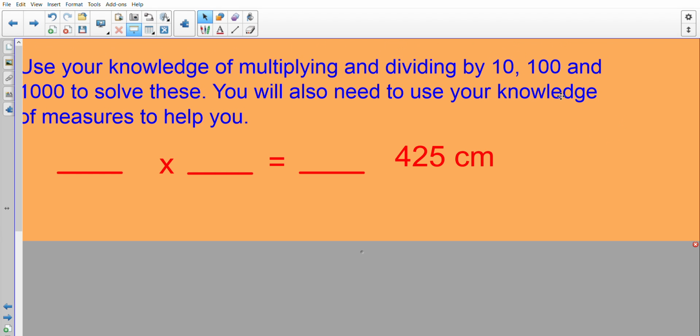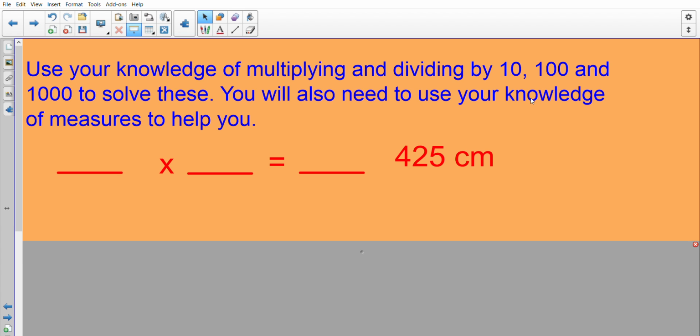This one's a bit tricky. We've got some like this in your work today, so it's a bit tricky. Use your knowledge of multiplying and dividing by 10, 100 and 1000 to solve these. You will also need to use your knowledge of measures to help you. So measures is anything to do with centimetres, millilitres and litres, kilograms, so things that you weigh, things that you measure the length of, liquids we'll be looking at today. So a bit of a tricky question this. We've got to put this number in there somewhere, 425 centimetres, and we've got to use what we know about dividing and multiplying by 10, 100 and 1000.